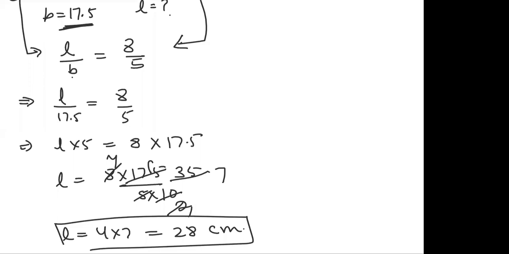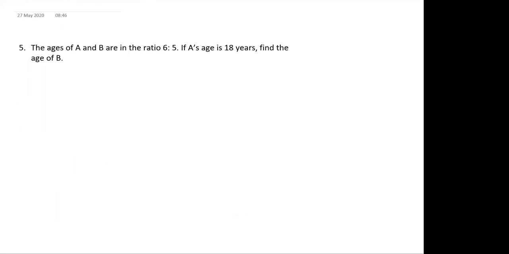28 centimeter. 28 centimeter, this is the length. Okay, now next question: the ages of A and B are in this ratio. Age of A is 18, find the age of B. Okay, so now let us do this question. So you can say the ratio of age A and B, means A ratio B is equal to 6:5.